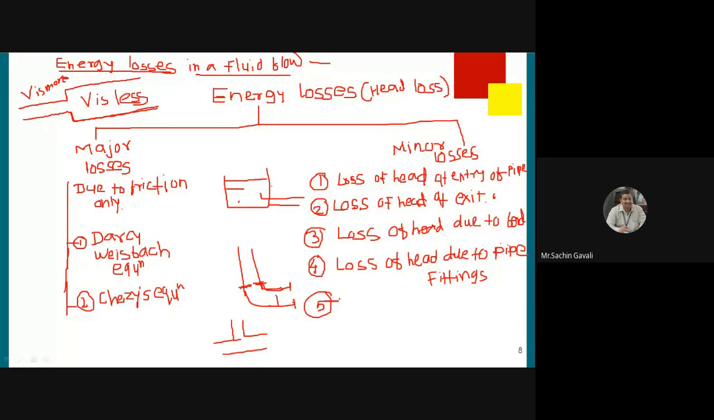And that is called loss of head due to sudden enlargement of pipe.